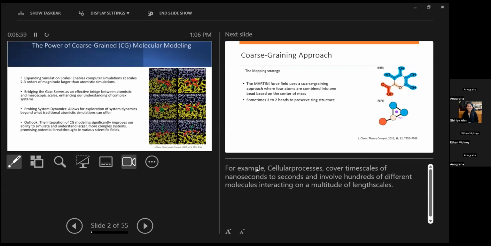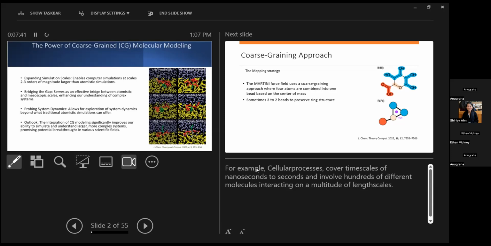Why do we coarse-grain? Instead of atom-to-atom calculations, in the coarse-graining approach, we combine 3 to 4 atoms into a bead. So that reduces the calculations by 2 to 3 orders of magnitude. Generally, atomistic simulations take longer time, or they're expensive in terms of computational efficiency, but coarse-graining reduces that. But it's always a trade-off between accuracy and efficiency.